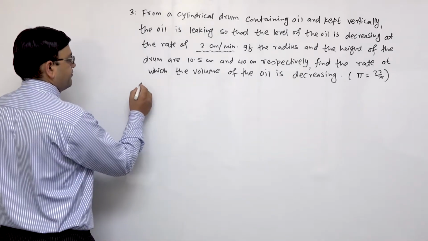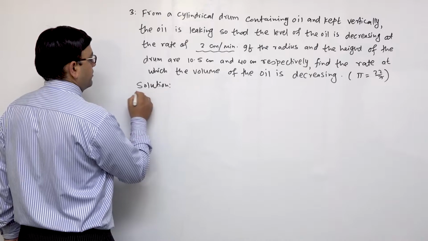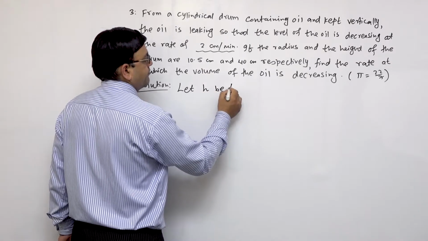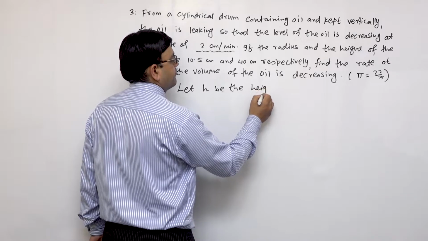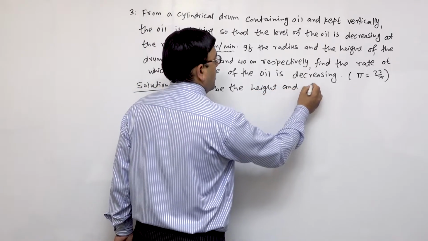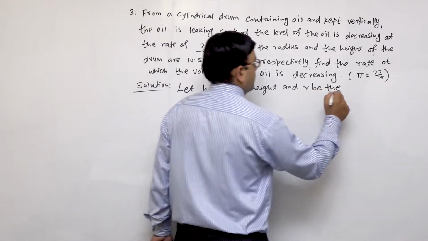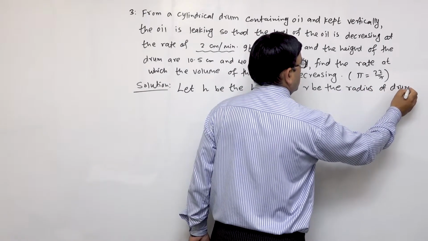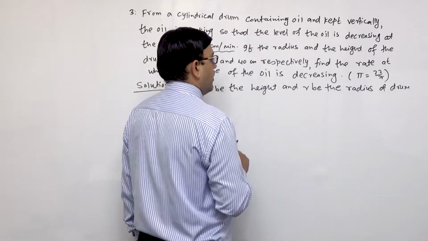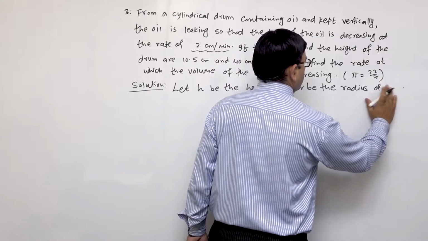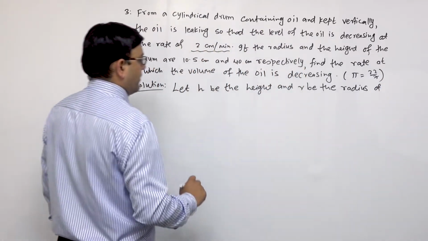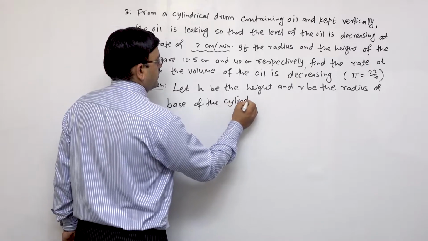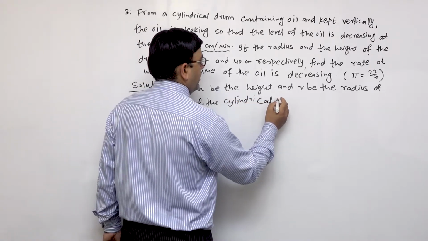Now let's look at the solution. Let at first h be the height and r be the radius of the drum. Radius of the base of the cylindrical drum.